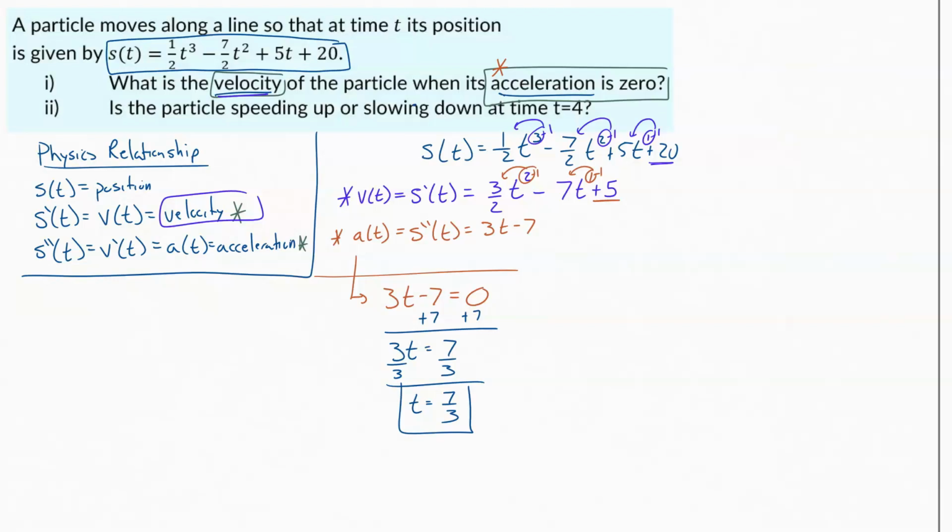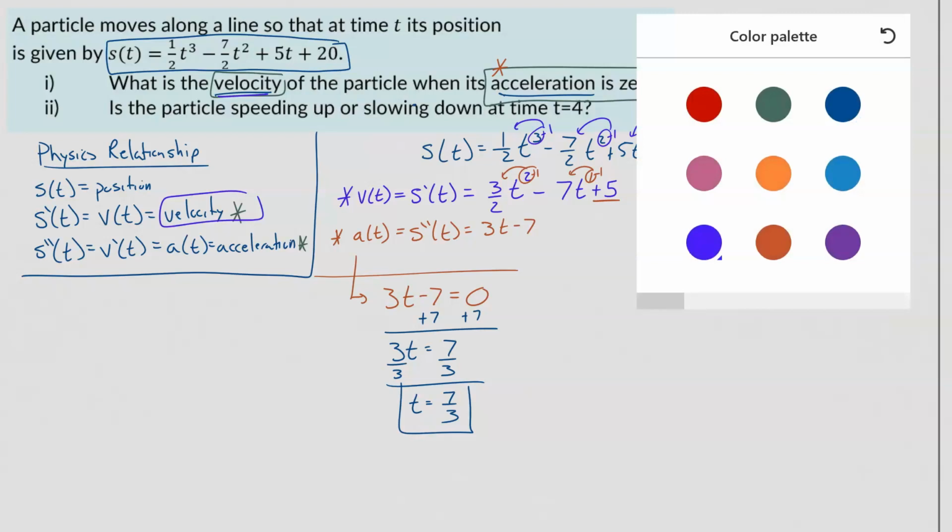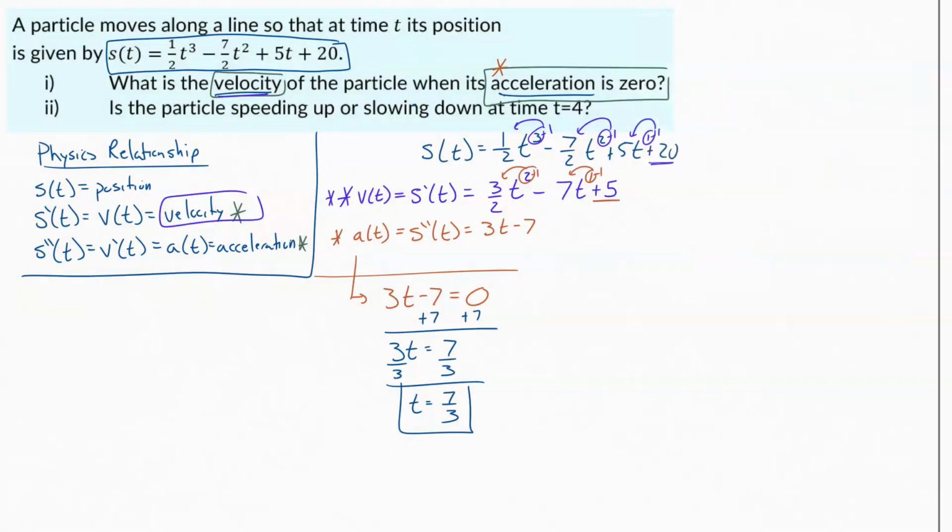And so now that we know that, we're just going to take that and pop that back into the velocity equation, because that's what they really wanted to know: what is the velocity? So v of t is equal to 3/2 t squared minus 7t plus 5. What is that velocity at this specific value? So we want to know v of 7/3. That's when the acceleration equals 0.